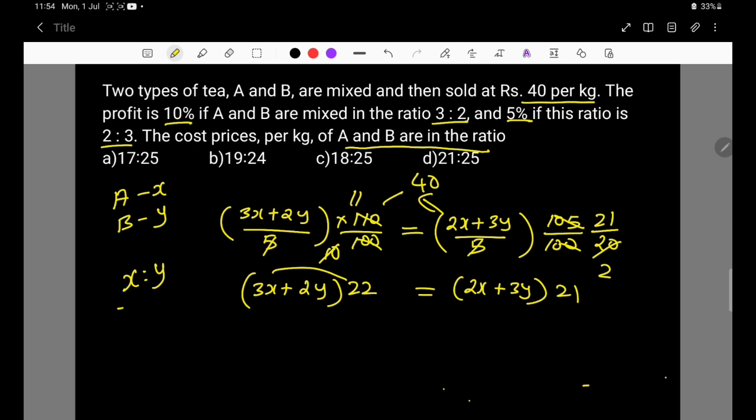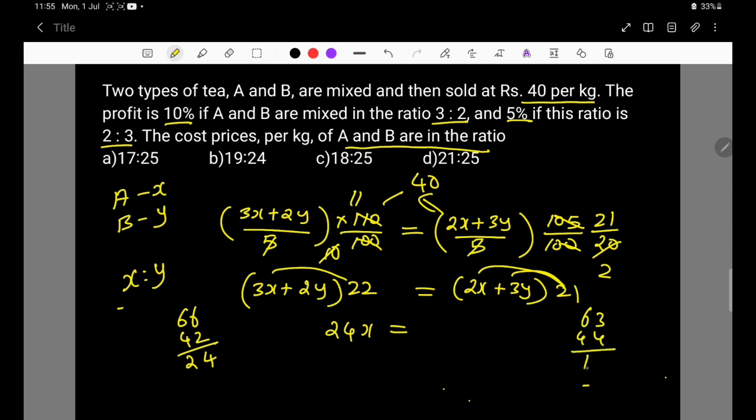3 into 22 is equal to 66. 2 into 21 is equal to 42. That's equal to 24. Therefore 24x is equal to 3 into 21 is equal to 63. 2 into 22 is equal to 44. Goes to the right side is equal to 44.